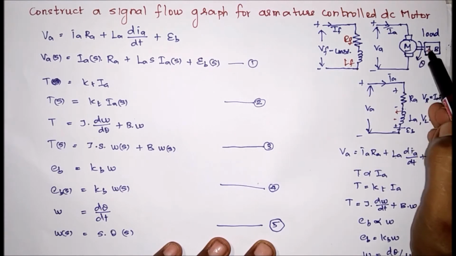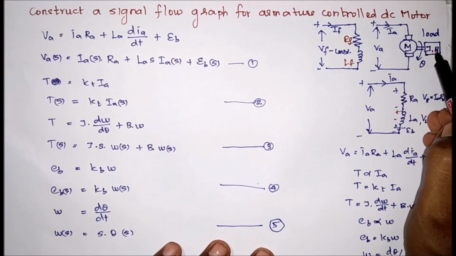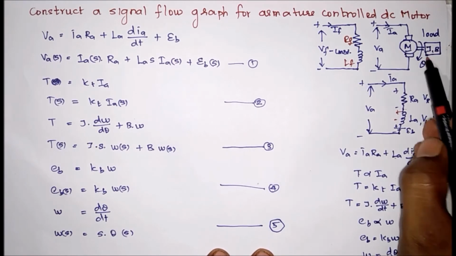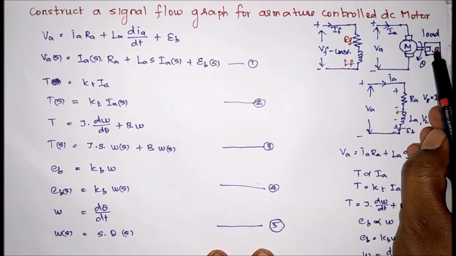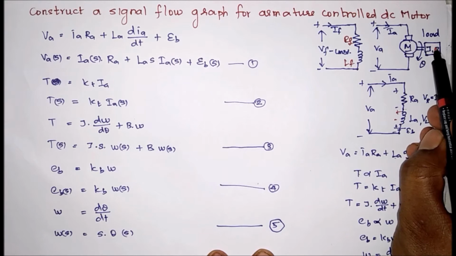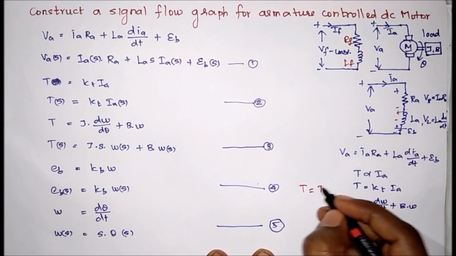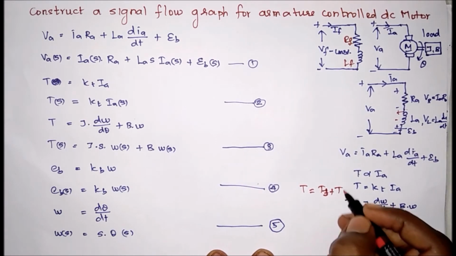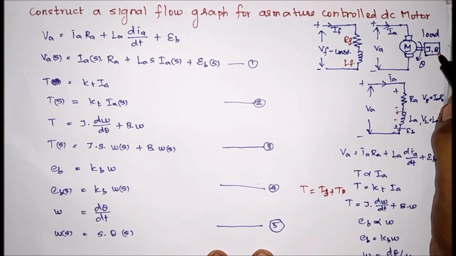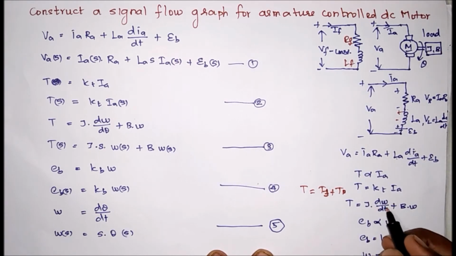We know there is a load that has a moment of inertia and a dashpot. Now the applied torque is T. If we apply a torque to the load, these two will produce an opposing torque. According to the torque balance equation, applied torque T equals the opposing torque produced by the moment of inertia J plus the dashpot.